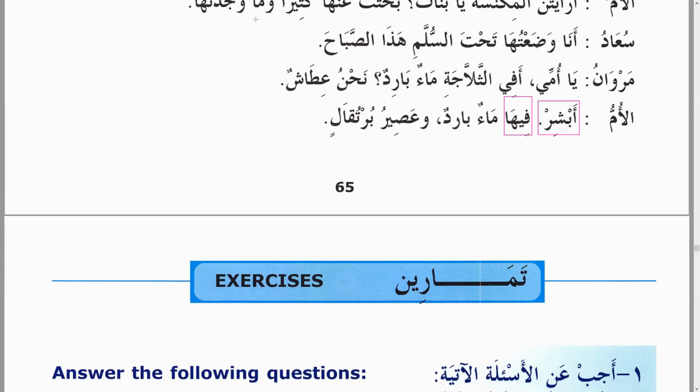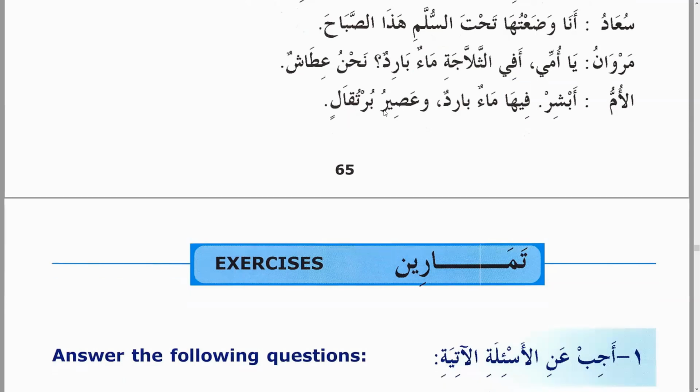So he's asking, is there cold water in the fridge, right? He says yes, there's cold water. Wa asiru burtuqalin, as well as orange juice. Burtuqal is orange. Asir means juice.